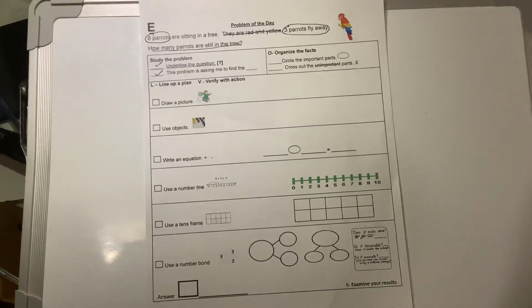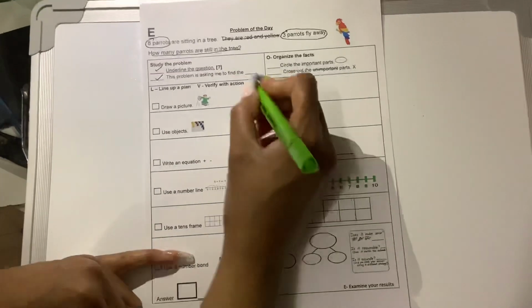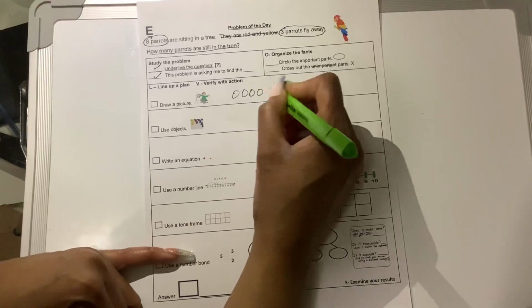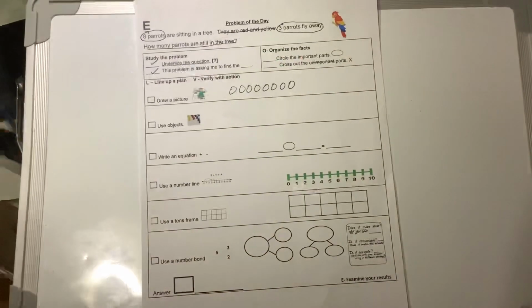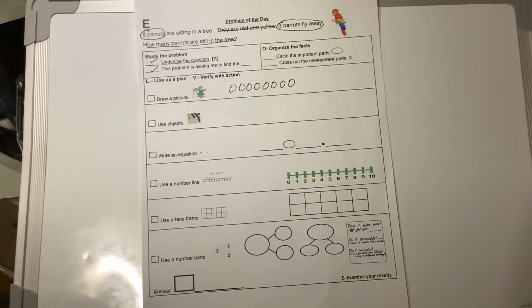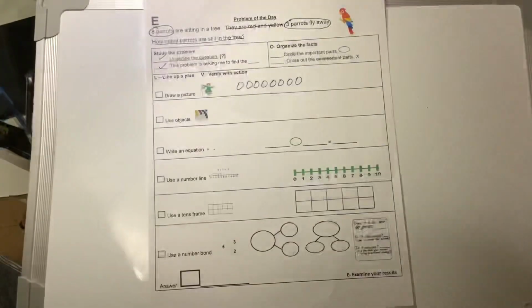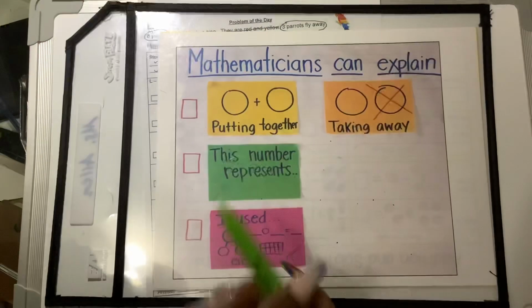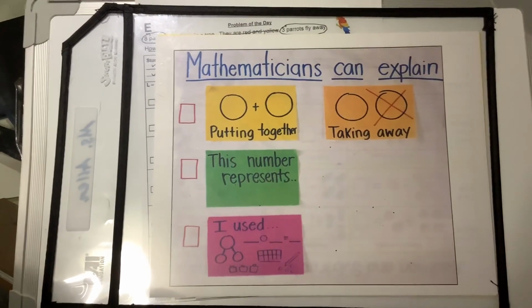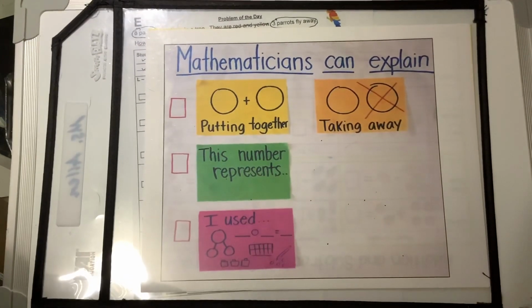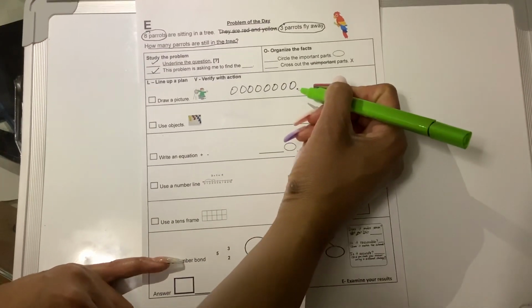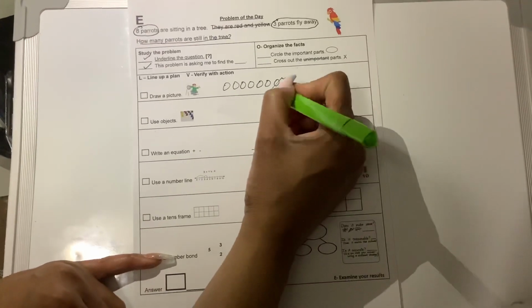Let's begin by drawing a picture. And I'm going to draw circles. 1, 2, 3, 4, 5, 6, 7, 8 parrots are sitting in a tree. 3 fly away. So now we think about 3 parrots that fly away. Is this a putting together problem? Or is this a taking away problem? Exactly. It's a taking away problem because they left. So when we take away, we cross it out. 1, 2, 3, that flew away.